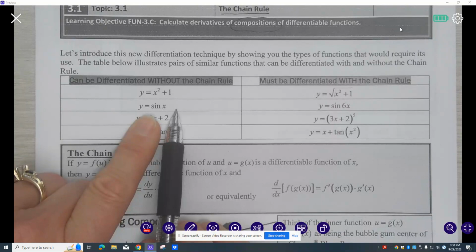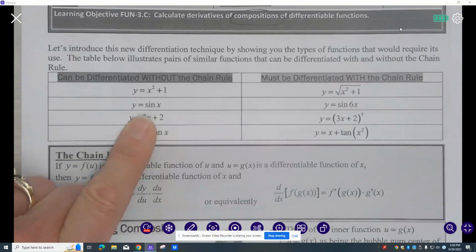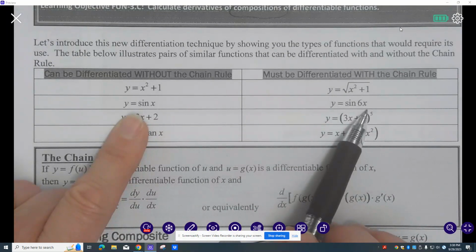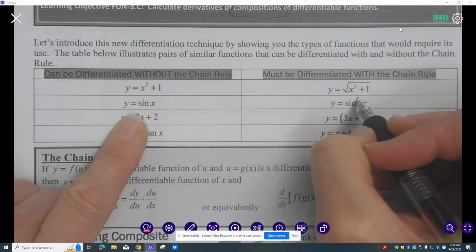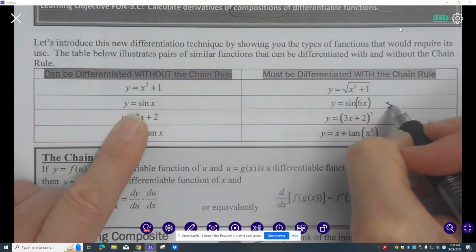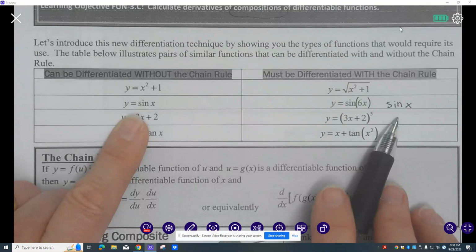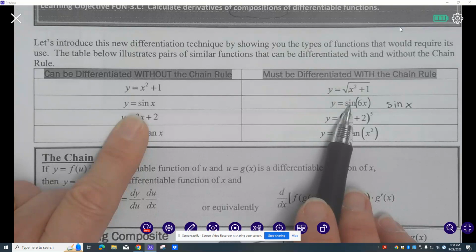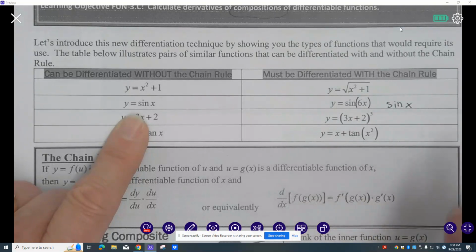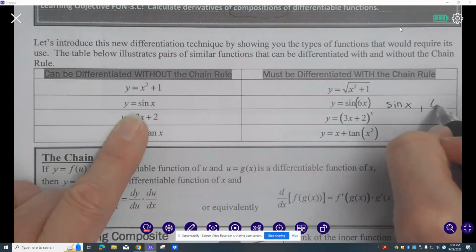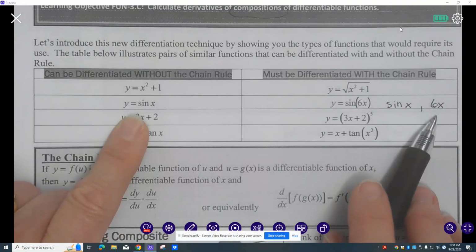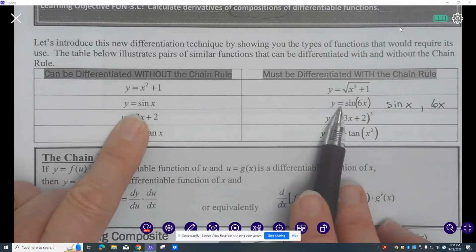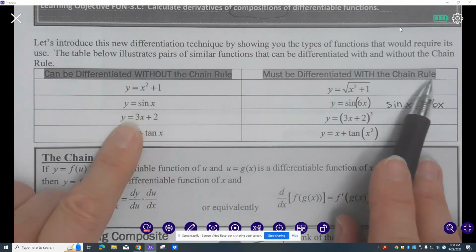Sine of x is just a single function. You could take that derivative right now if I asked you. This is a composition. I'm going to put some parentheses around here. Sine of x is a function, and you can think of that as the function on the outside. When I read left to right, I come to sine first. So sine of x is the function on the outside. 6x is a function, a linear function. That's the function on the inside. So this is a composition. You have to use the chain rule on that.